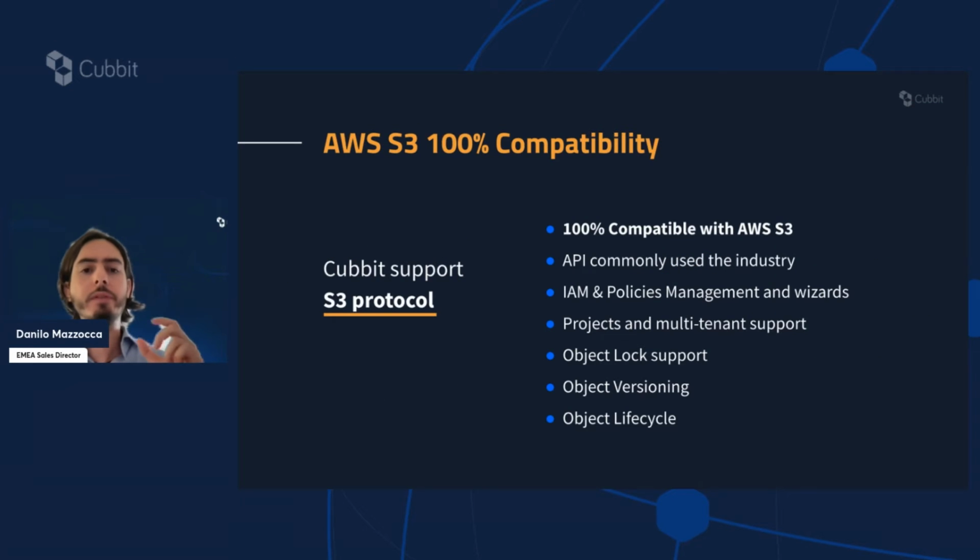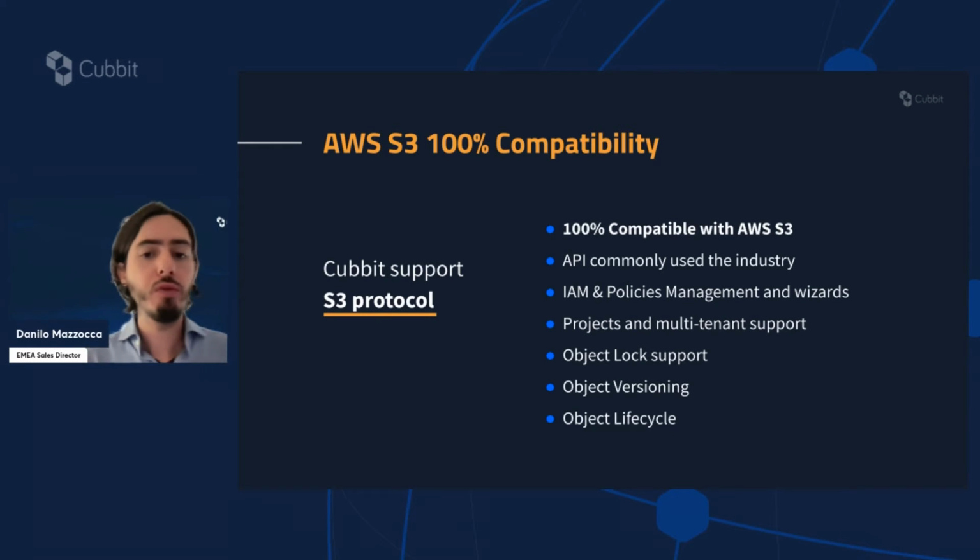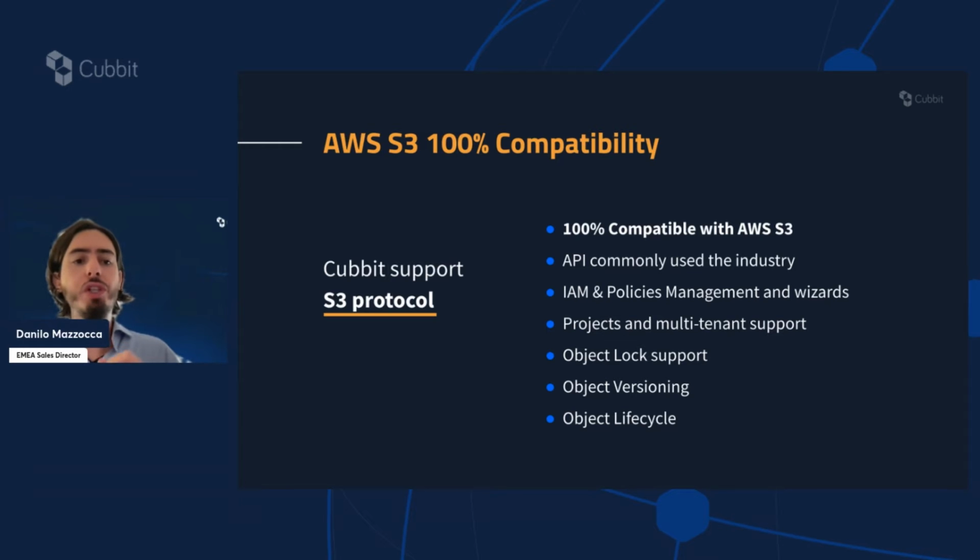So how do we support that? Some of the features that enable this are, for example, object lock, which makes your backup immutable, which is key against ransomware attacks. We also have versioning and lifecycle, where you can set your own policies. But the key to connecting within your infrastructure is the AWS S3 APIs, right?